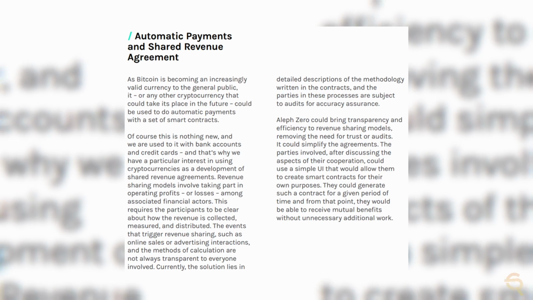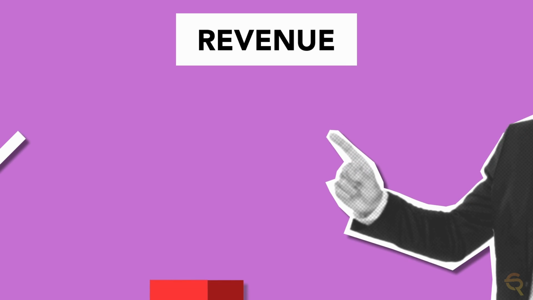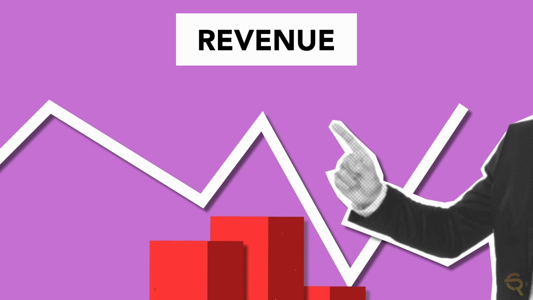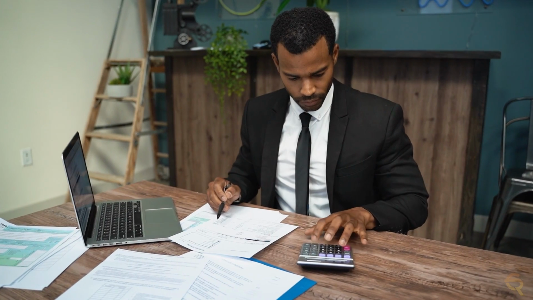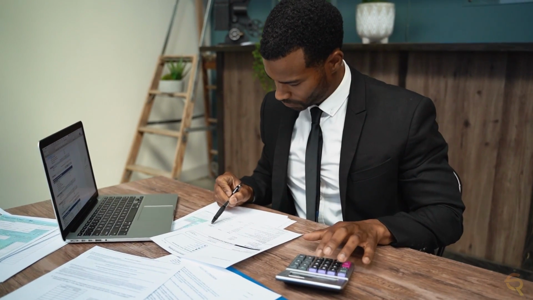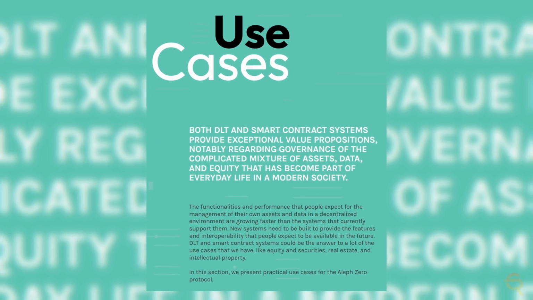One other use case I want to highlight is that of the automatic payments and shared revenue agreement. Revenue sharing models involve taking part in operating profits or losses among associated financial actors. And this requires the participants to be clear about how the revenue is collected, measured and distributed. Aleph Zero could bring transparency and efficiency to revenue sharing models, removing the need for trust or audits. It could simplify the agreements. More use cases can be found in the white paper and be sure to check it out.